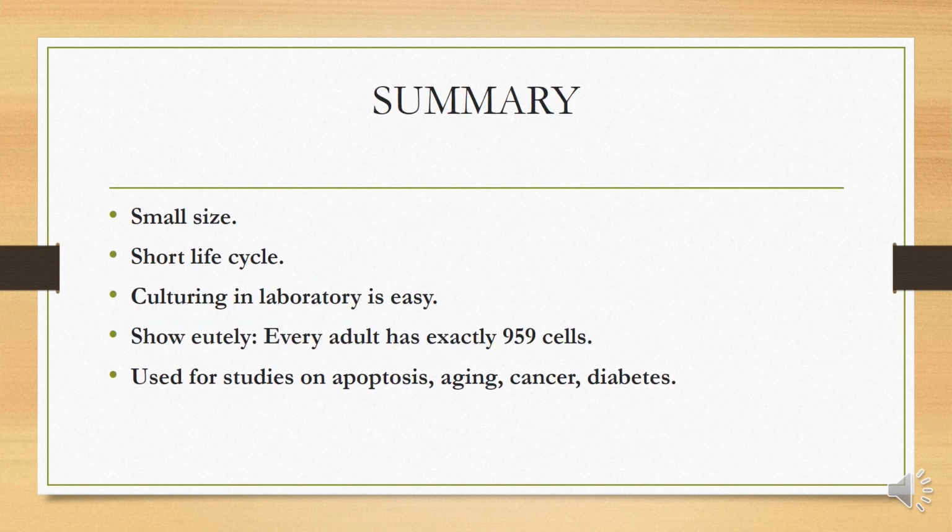The summary: mainly it has a small size of about 1 millimeter. It has a short life cycle, which is mainly about 3 days or 3.5 days, and also an average lifespan of 2 to 3 weeks, which makes it very easy to observe the complete life cycle of an organism within a small period of time. Then its culturing is very easy in the laboratory. Then it shows eutely, that is, every adult organism has exactly 959 cells, and mainly it is used for studying apoptosis, aging, cancer, and diabetes and other human diseases.